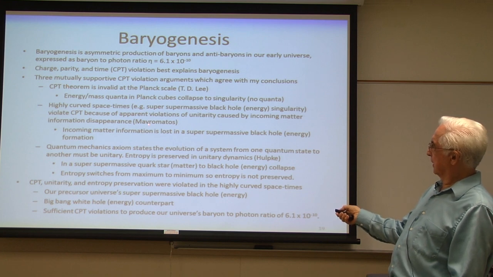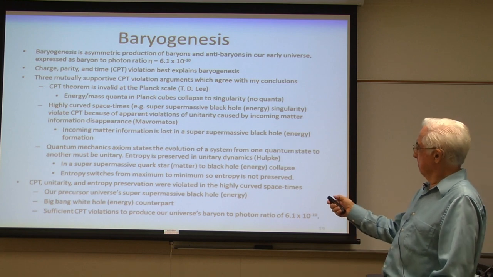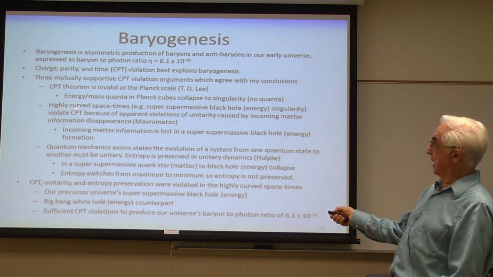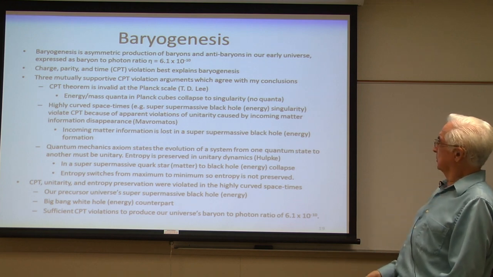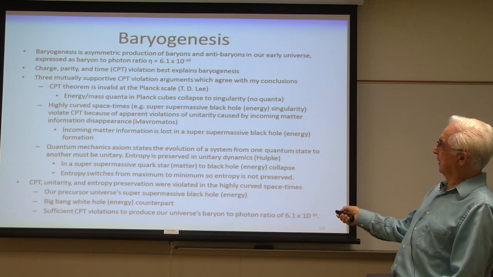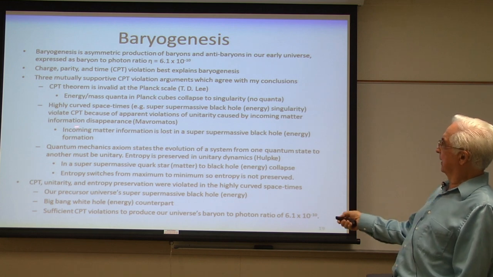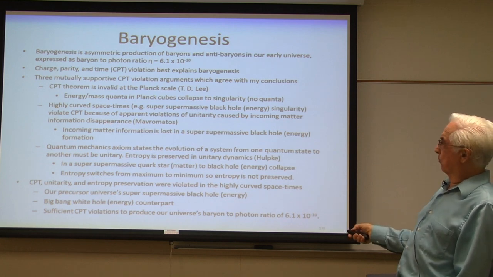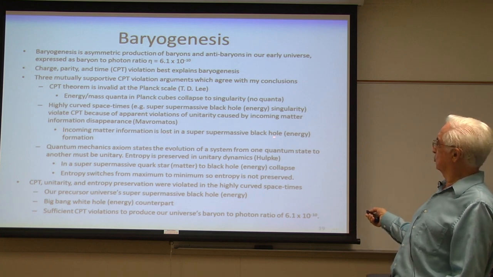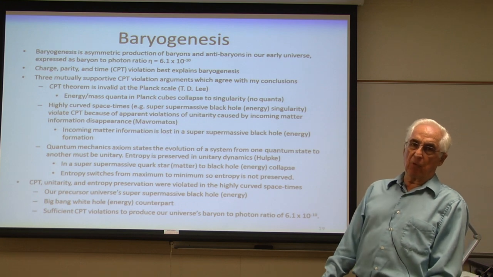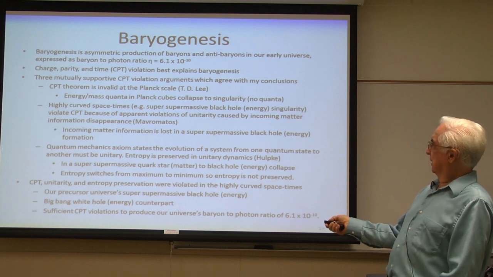The second argument was proposed by Nick Mavromatis of King's College in London, England, and he basically stated that in highly curved spacetimes, for example, in a supermassive black hole energy singularity, it violates CPT because of apparent violations in unitarity caused by incoming matter information disappearance. On the previous chart, I basically said that incoming matter information is lost in that supermassive black hole energy formation, and therefore I am in agreement with Nick Mavromatis.